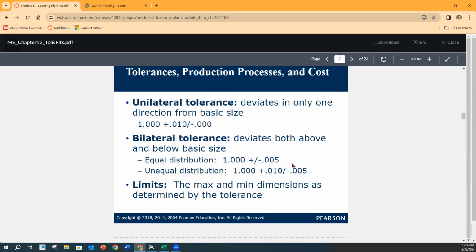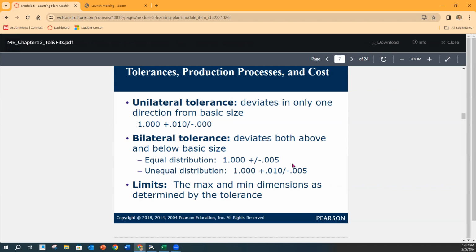Bilateral tolerance is where we have deviation on both sides, and we can have it equally distributed, or we can have it unequally distributed. Equally is going to be, as we see on the top there, that same 1-inch dimension, but let's say it's defaulting to our tolerance title block in our drawing. A very common one for 3-place decimals is plus or minus 5 thousandths. Now, I want to reiterate there.